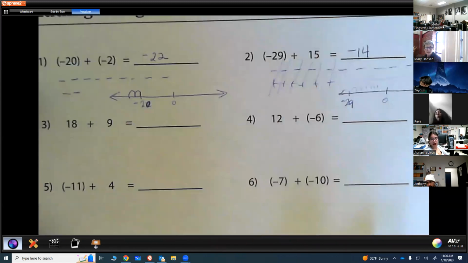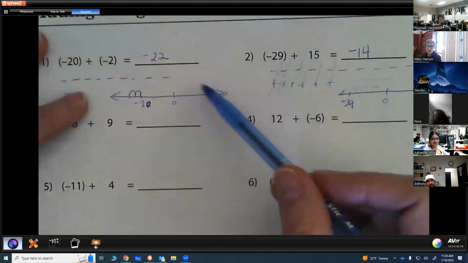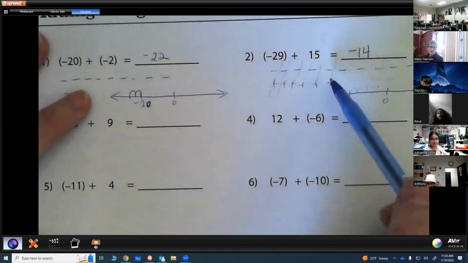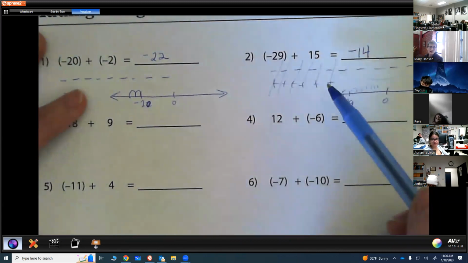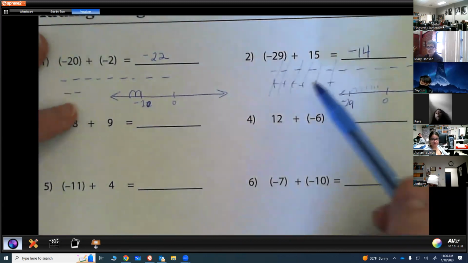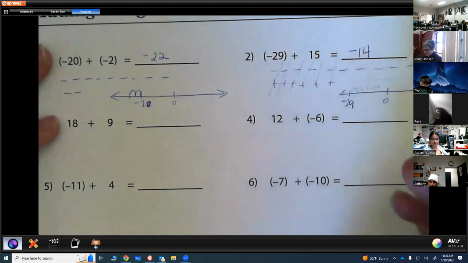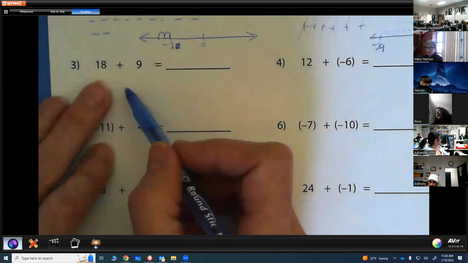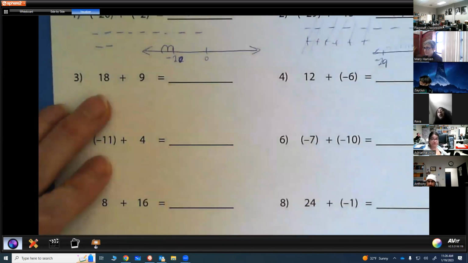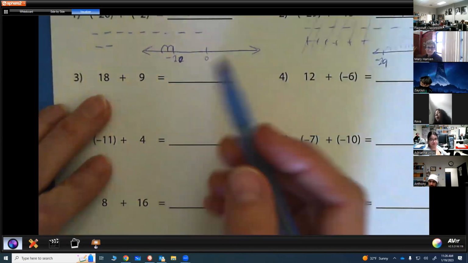Any questions on how you can start using these models, but maybe not write out everything? Maybe just use it to help you get started on whether you're going to be adding or subtracting the numbers and if the answer is going to be positive or negative. Okay, number 3. Does someone know the question? Just checking in on my folks in here.